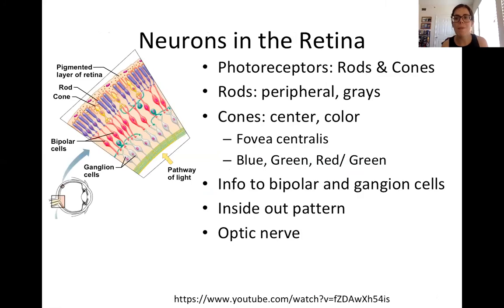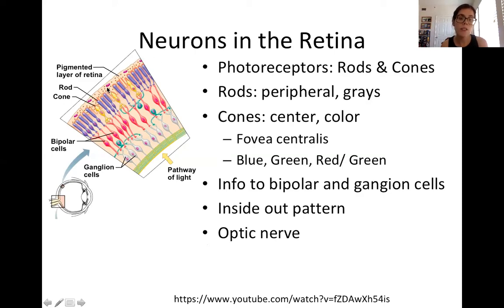Okay, let's talk about what happens in the retina. So we have three major types of cells that are in our retina, and it moves in an inside-out pattern. So the light is going to go all the way to the back of the retina and then kind of move forward through that layer. And it's going to first hit our photoreceptors. We have two kinds of photoreceptors, rods and cones. Rods help us see black and white, and they're used in dim vision, and they're more on our periphery. So we use our rods to see our peripheral vision.